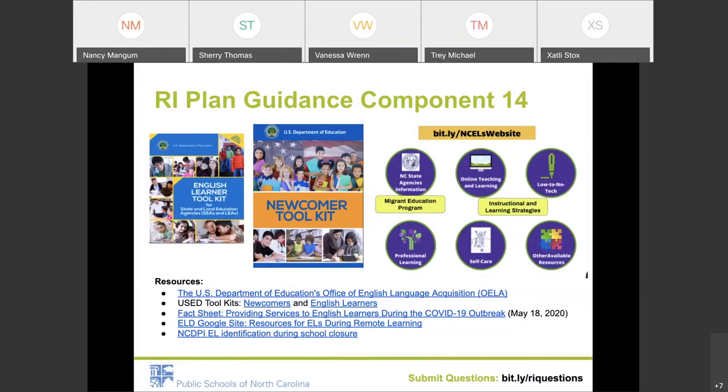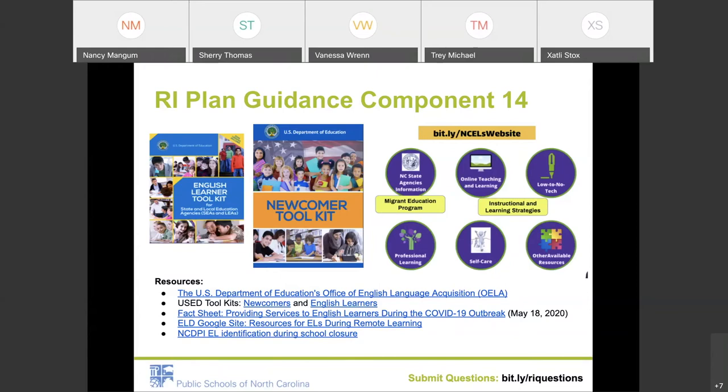We really appreciate that. So we have a few resources on the slide. The first one is the U.S. Department of Education resources from OELA, the Office of English Language Acquisition. We would love for you to check this website because they have linked all the different resources they have. They have not just the English Learner Toolkit and the Newcomer Toolkit. They also have the EL Family Toolkit, the Educational Technology for English Learners, and other documents that might help you see how you can incorporate those supports for those English learners while working on your remote instruction plan.